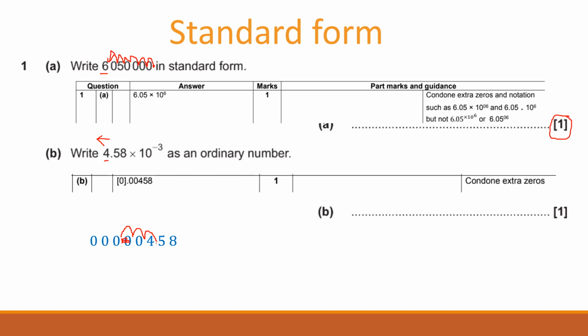In the answer here, it's got a square bracket around the 0. That just means that it is optional. You didn't have to put that 0 in. So if you put 0.00458, you are correct. If you put extra zeros in, this word condone means allow any extra zeros that were added, like in my question here, where I've got 3 extra zeros at the beginning. That's absolutely fine. This question is worth 1 mark, as you can see at the end. For the mark scheme, the 1 mark is awarded here, and in part A, the marks are awarded here. So in total, this question is out of 2 marks.